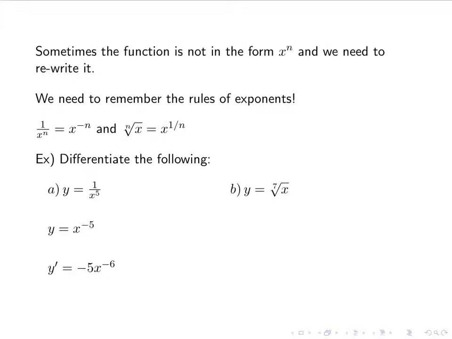The next one is y equals the 7th root of x. So I'm going to rewrite it. The 7th root means something to the 1 over 7. So I have x to the 1 over 7. When I differentiate it, 1 over 7 will become my new coefficient, and the exponent is 1 over 7 minus 1. So I get 1/7 x to the negative 6/7.